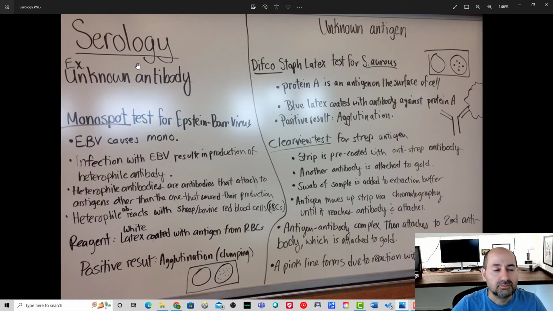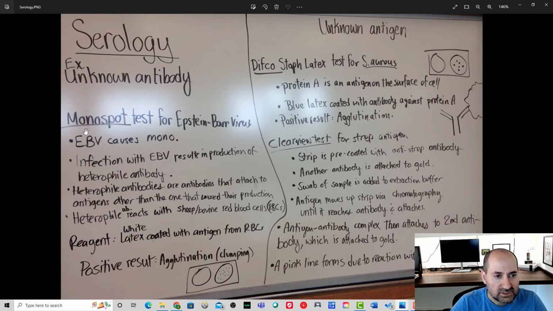All right, and the last module was serology, which makes use of antigen-antibody binding. One thing you need to know is that the monospot test for the Epstein-Barr virus is an example of an unknown antibody test because you're searching for the antibody, whereas the DIFCO staph latex test and the Clearview test for strep antigen, these were both examples of unknown antigen because you're looking for antigen.